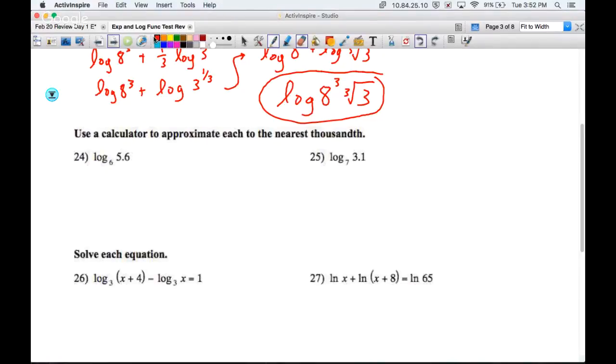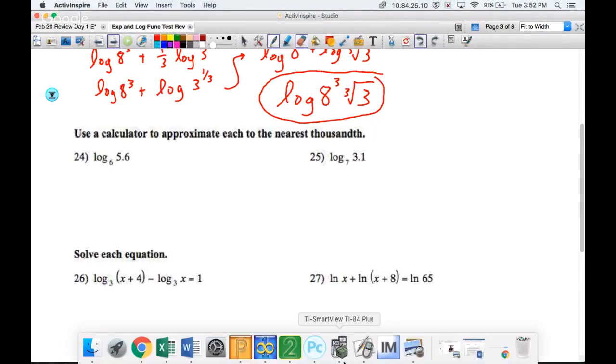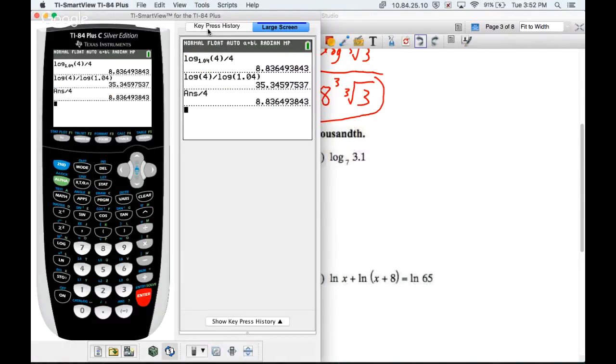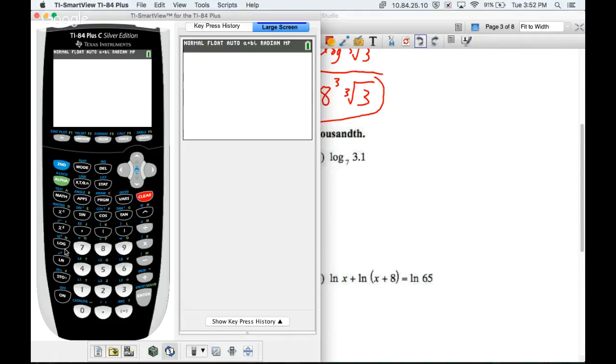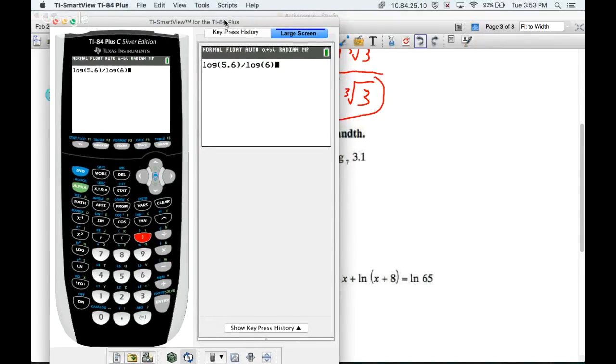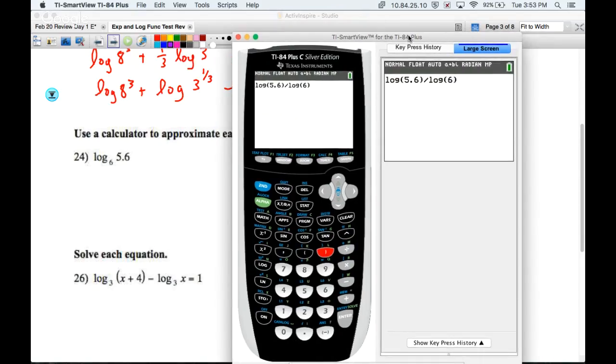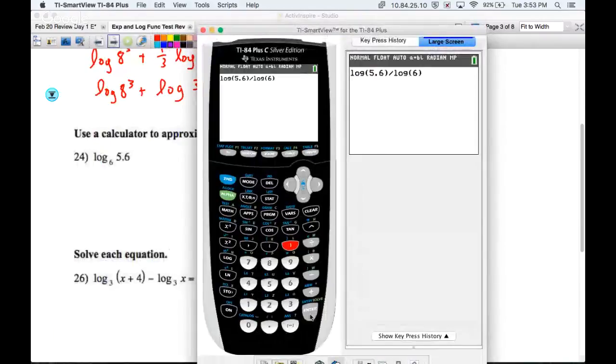24 and 25 are basically testing your calculator skills. If you can plug this in correctly, so log base 6 of 5.6. Let's just show that change of base formula one more time. You got to switch the numbers around and do a log for each one and divide the two. So log of 5.6 divided by log of 6. This is the same as log base 6 of 5.6. And we get 0.96.